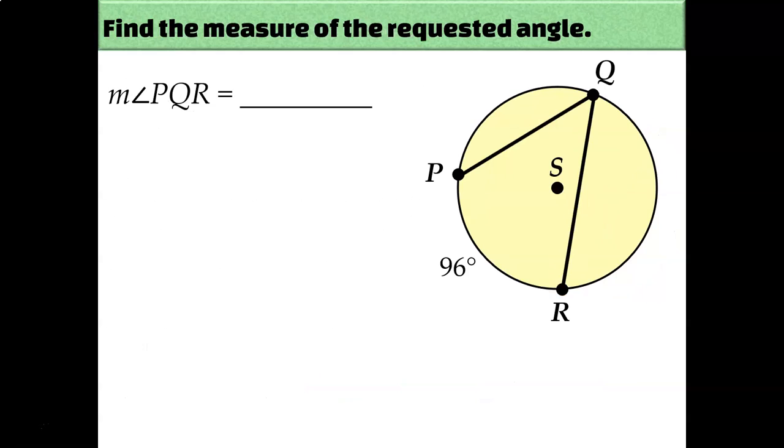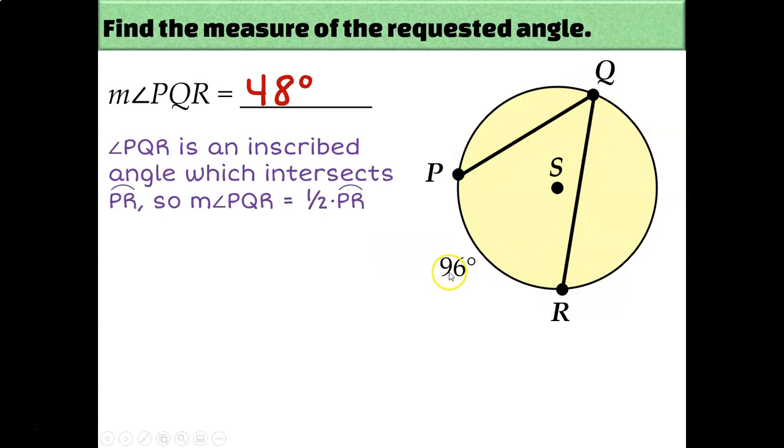So let's try an example. What's the measure of angle PQR? Well, angle PQR is an inscribed angle because its vertex is a point on the circle. And the measure of an inscribed angle is always equal to half of the arc that it intercepts. So the measure of angle PQR must be 48 degrees because that's half of 96.